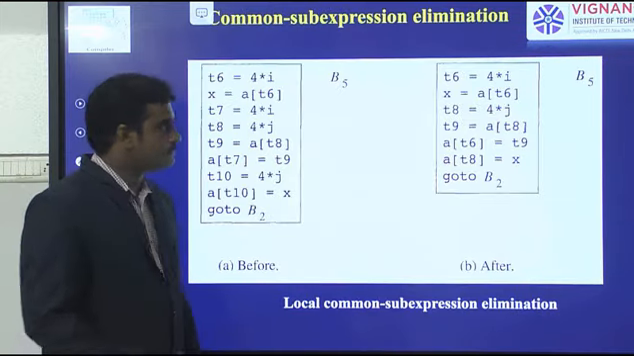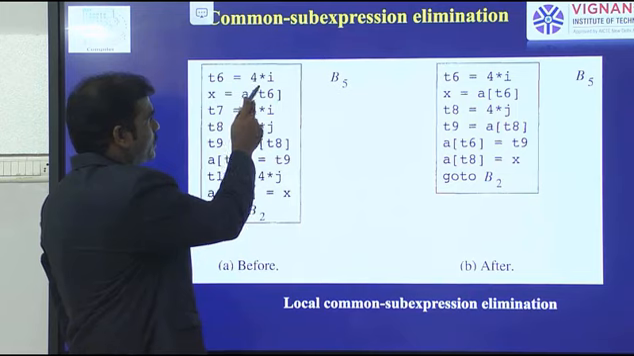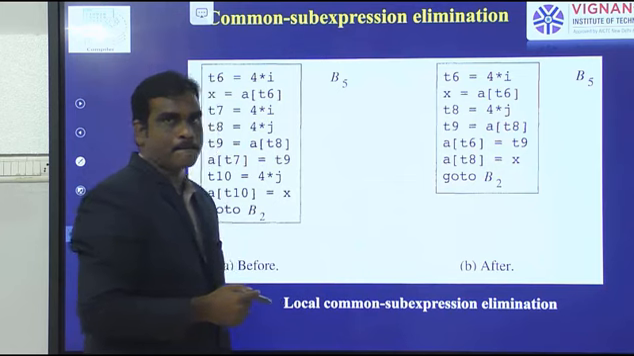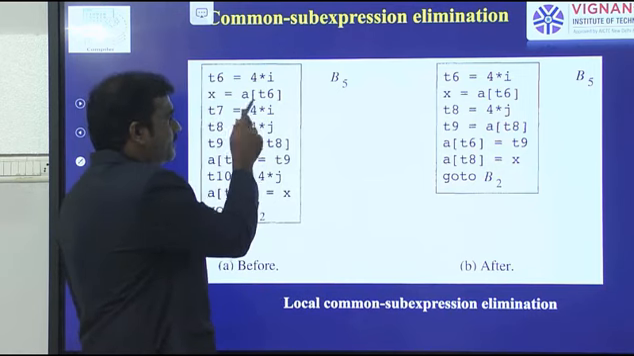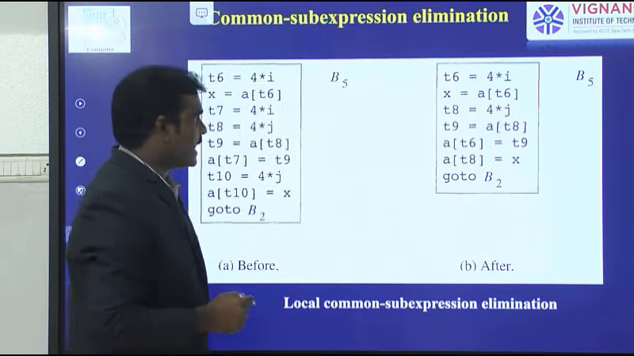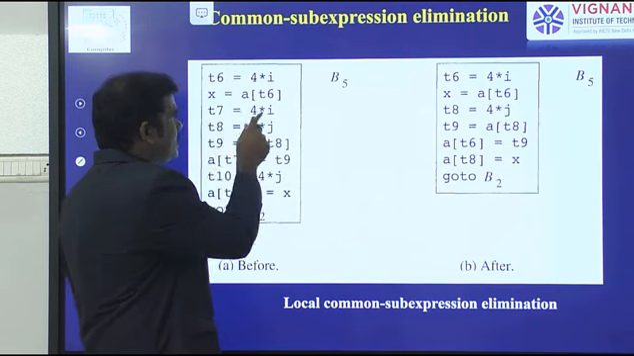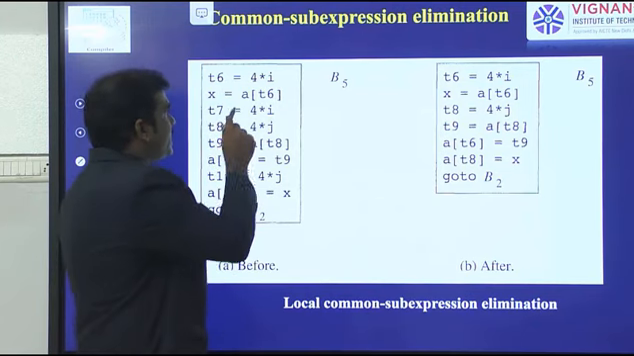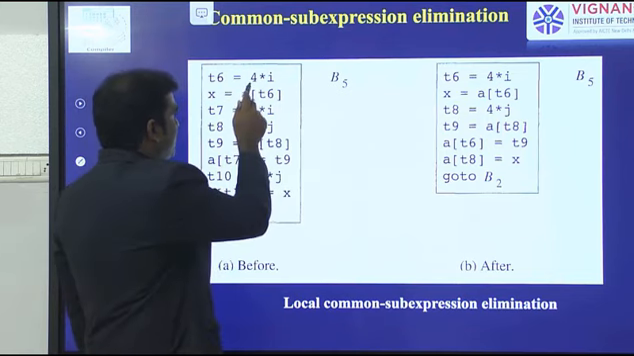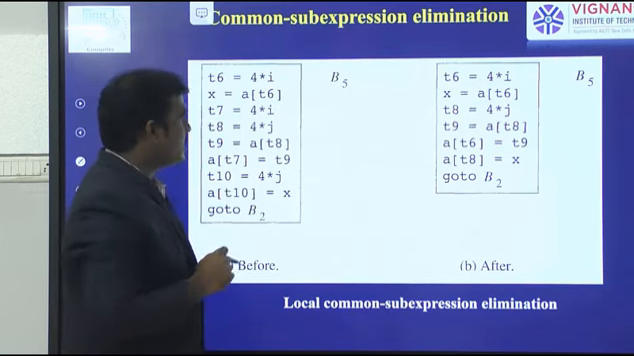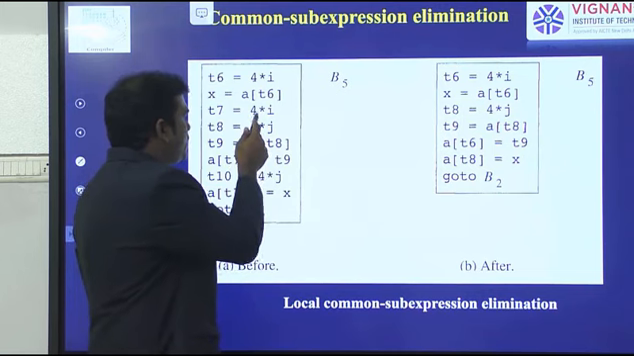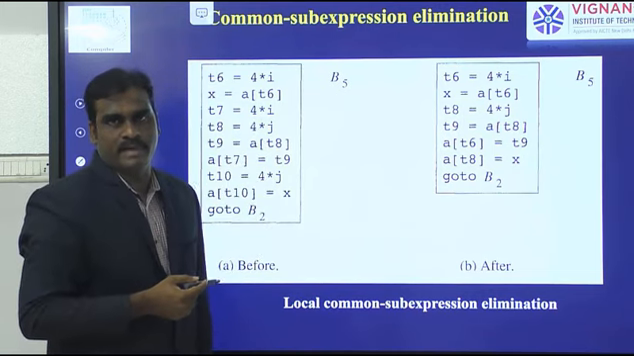So this is block 5. What is block 5? T6 equal to 4 into I. So write T6 equal to 4 into I. Next one, x equal to a of T6. No problem, right? x equal to a of T6. Next one, T7 equal to 4 into I. So actually here in the same block, the expression 4 into I is already assigned to T6. Here also we can take the same expression, 4 into I. Again this 4 into I is assigned to one more temporary variable.